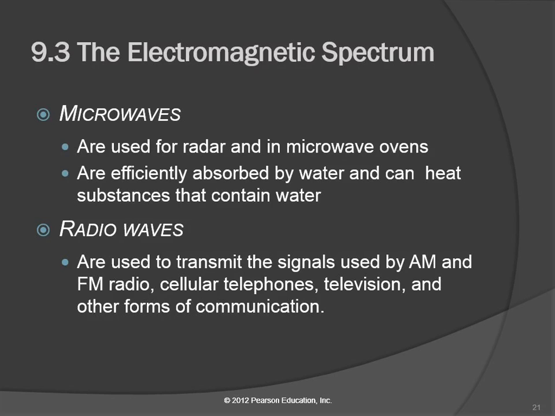Radio waves, those include the signals for AM and FM radio, cellular telephone signals, television, and other forms of communication. Those are those really long wavelengths, and those can travel very long distances.